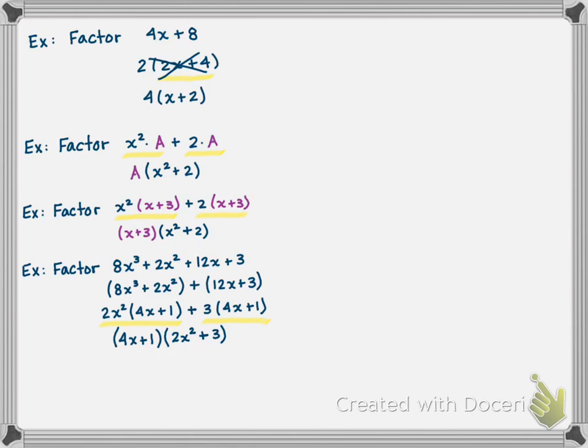If, when we get to that third line, we don't have a common factor, so if we had 4x plus 1 over here and 5x minus 6 over there, you can't do anything. This just isn't factorable. So we'll do an example where we can actually factor here in a second. But let's do one more that we can factor.